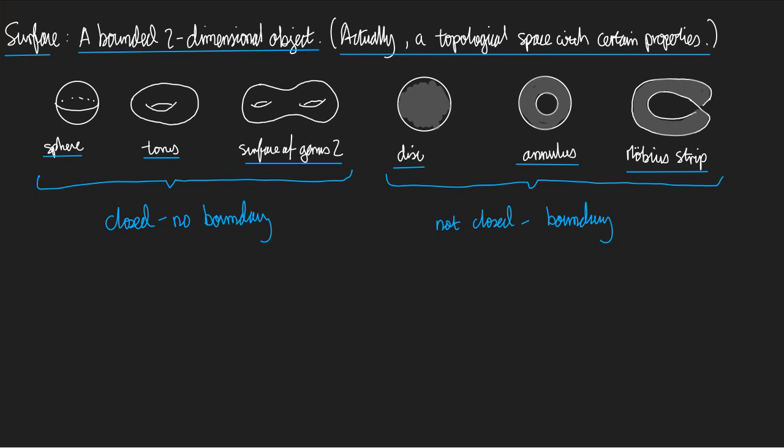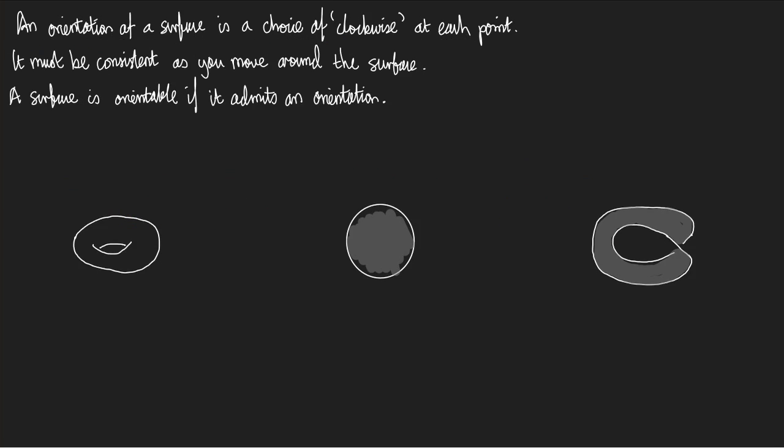And we're normally going to look at connected surfaces. That's ones you can't write as a union of two other surfaces. Okay, the next thing we need to know about is orientations. An orientation of a surface is a choice of clockwise at each point. So you see, if you look at a clock, then you know what you mean by clockwise.